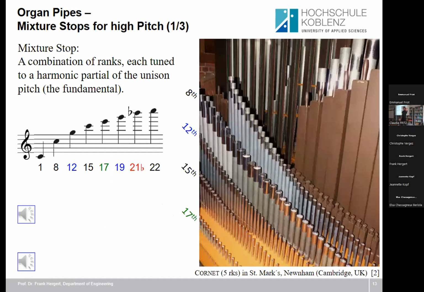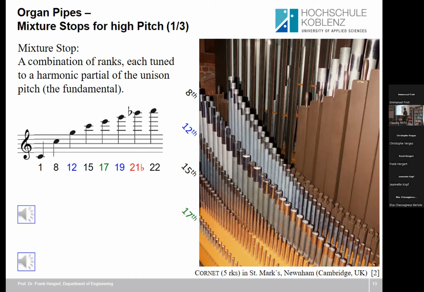Yeah, next idea. I've told you that I will also speak about very high-pitched pipes. And in organ terms, we talk about a mixture. I reuse the picture from the beginning, because what I showed you, these 5 different ranks of pipes, is actually a mixture. When you press one key on the keyboard, you play 5 different pipes at the same time.